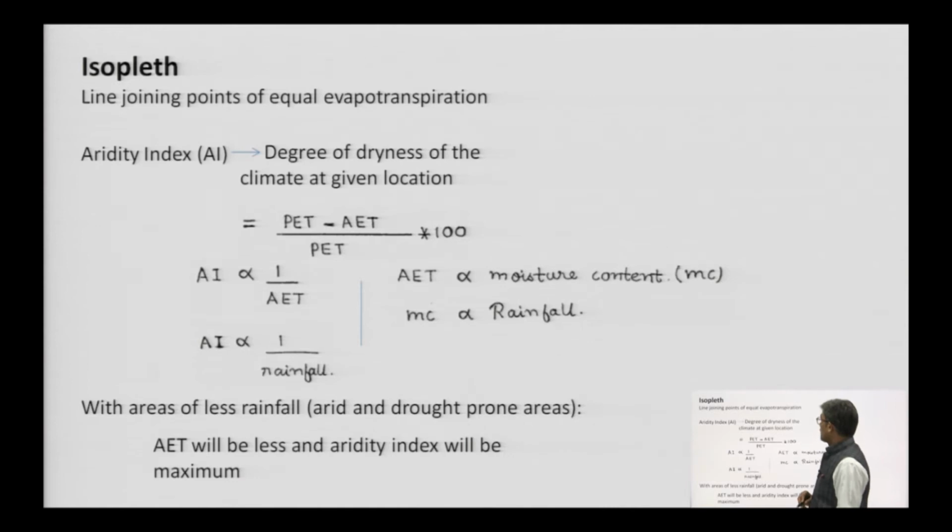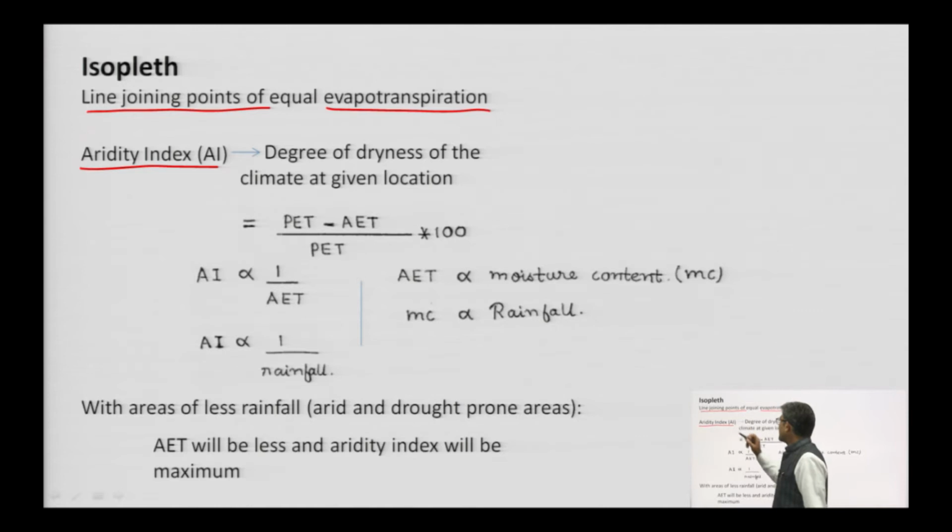Okay. Isopleth, what is that? It is a line joining points of equal evapotranspiration. Okay, a line joining equal evapotranspiration. And the next one, this is the RDT index. It is the degree of dryness of the climate at a given location. Okay, and that is calculated.